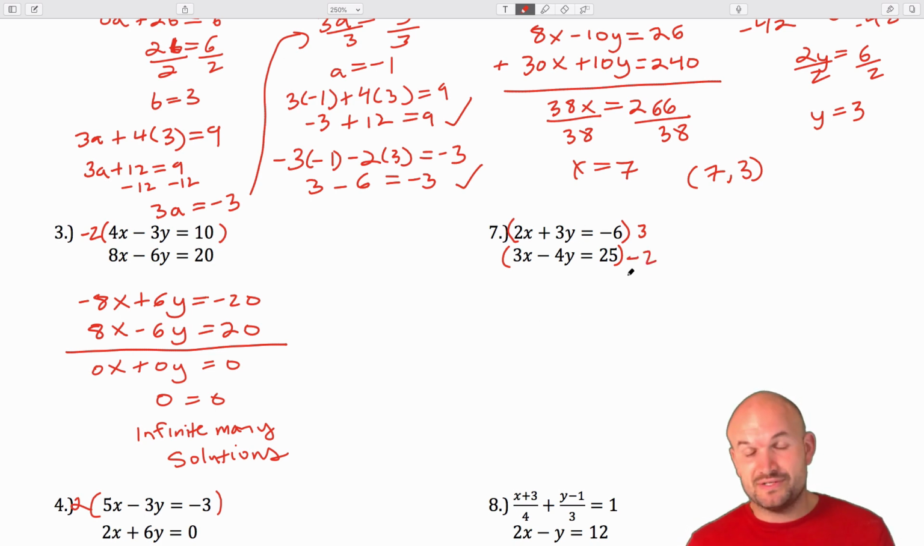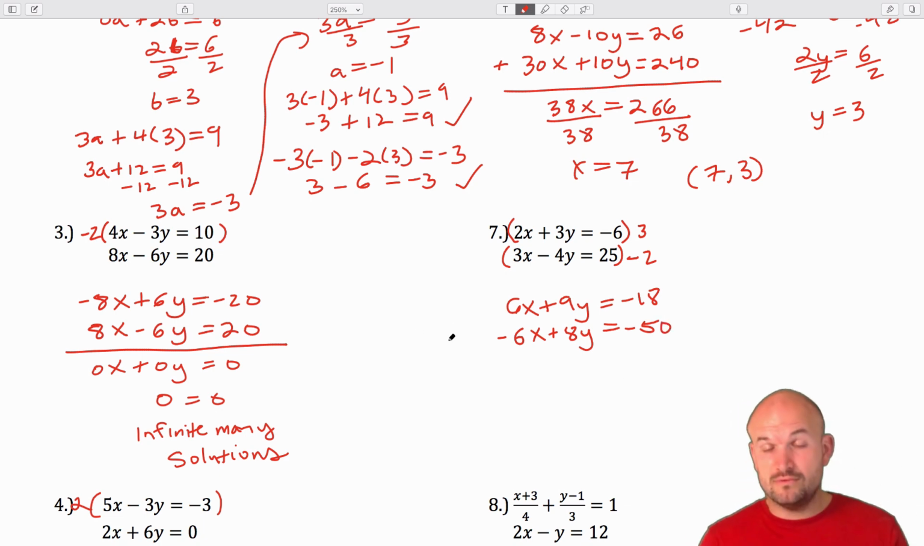I'll do the 3 and the negative 2. It doesn't matter. Do it the other way if you like. But let's multiply the 3 times everything. 6x plus 9y equals negative 18. And therefore, I get negative 6x plus 8y equals negative 50.